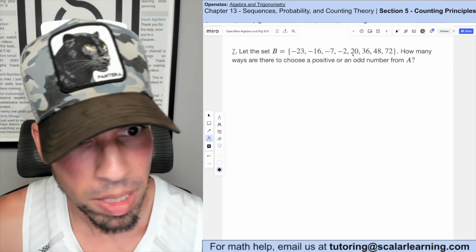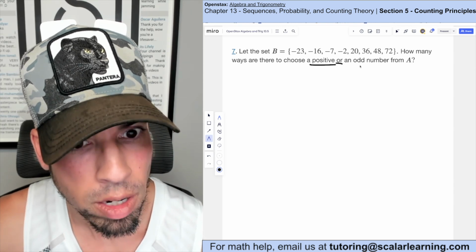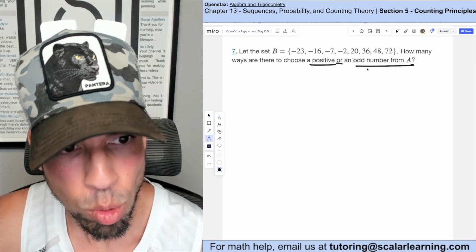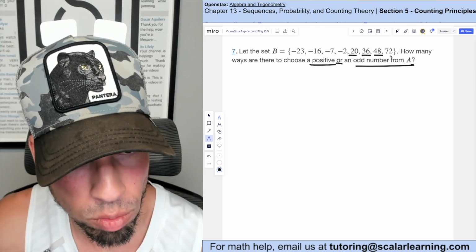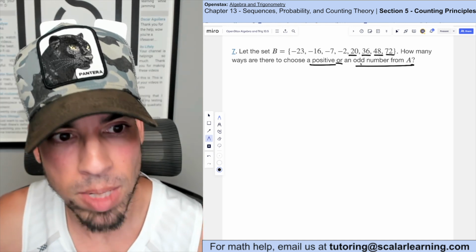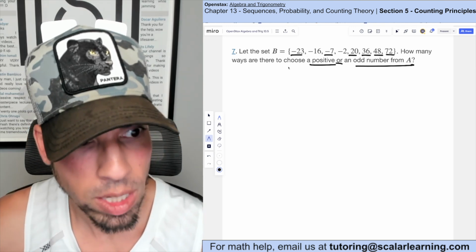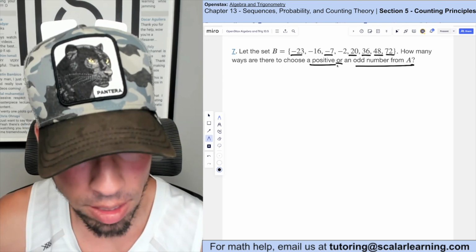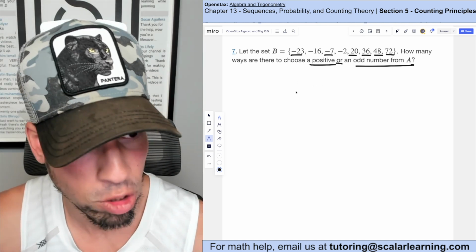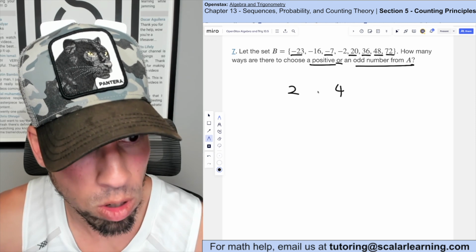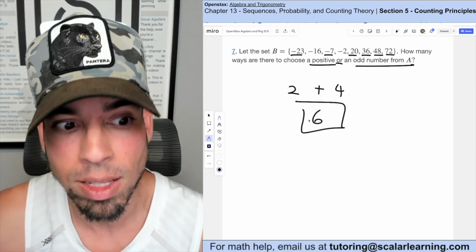Done. Let B be this set. How many ways are there to choose a positive or an odd number from A? What we want to look at is how many positives there are. We've got 1, 2, 3, and 4. And then we want to look at how many odds we have, which are 1 and 2. Now we see that word or, so we're thinking addition principle. We take 2 and 4, add them together, and there are 6 ways to choose either a positive or an odd. That's how you do it.